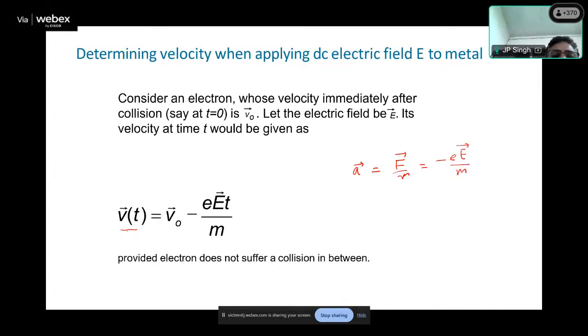So if I put that in, we get this relation, Vt, which is time dependent: V naught minus eE by m times t. Here we assume that the electron does not suffer any collision in between. Between two successive collisions, the electron path is straight, there is no other interaction. So this is for a single electron.